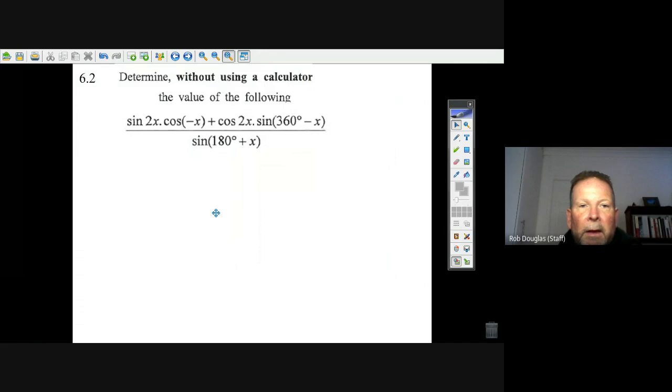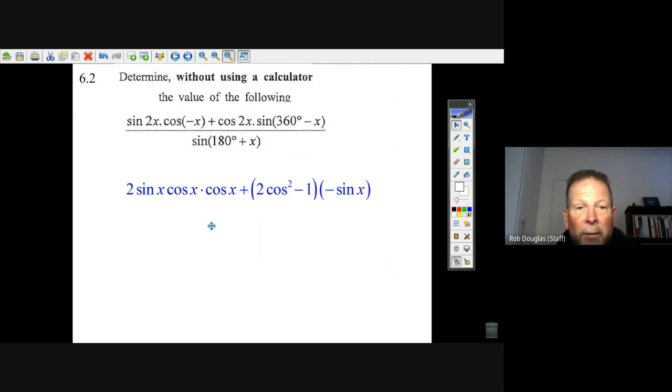Okay, we're going to look at this identity problem. They say determine without using a calculator the value of the following trigonometric expression. It's not an identity, it doesn't equal anything. It's just a trigonometric expression. Now, I'm going to show you the way I did it, and then I'm going to show you the government memo. They're quite different, but I think they're both right.